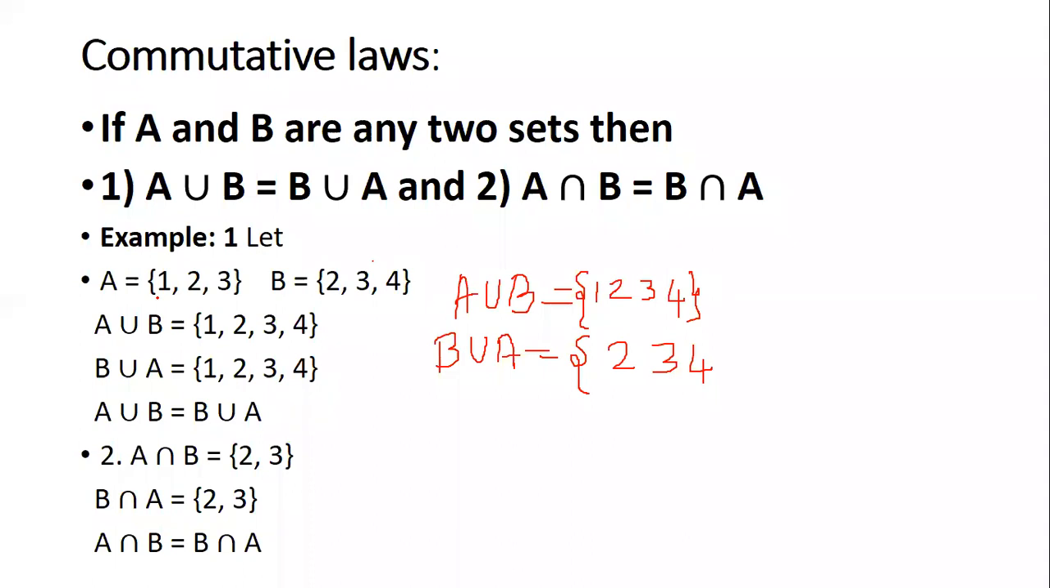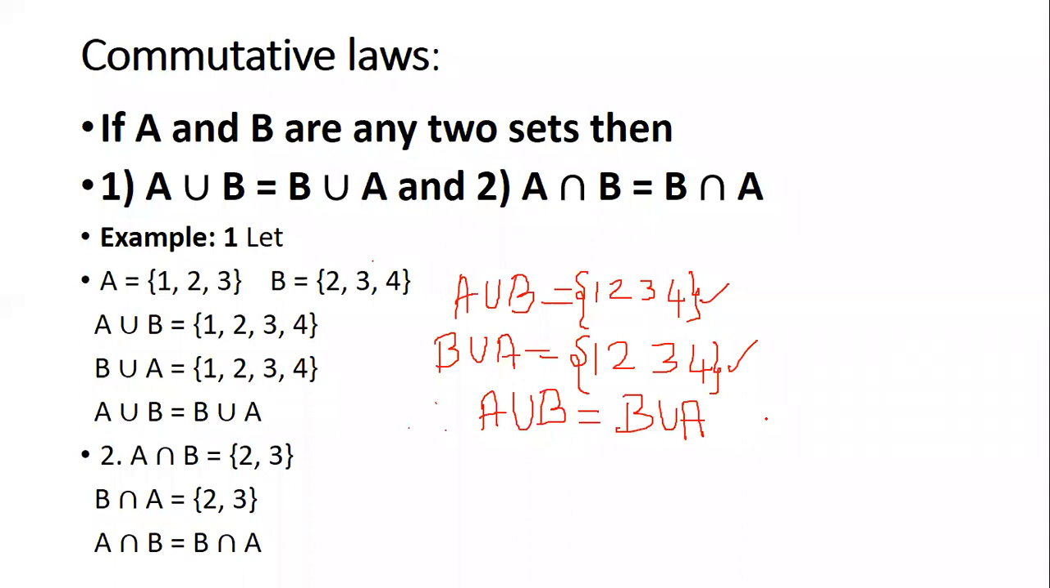1. Correct? You can write 1 here, or you can write 1 in the starting. Just for simplicity's sake, I'm going to write 1 in the starting. If I write 1 here also, it means the same, because if the elements are the same, no matter in whichever order they are, both sets are the same. Now when we see the answer, A union B and B union A are both the same. Therefore, I can easily say A union B is equal to B union A.